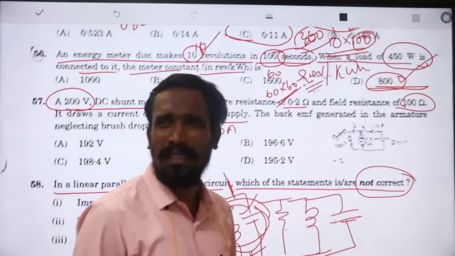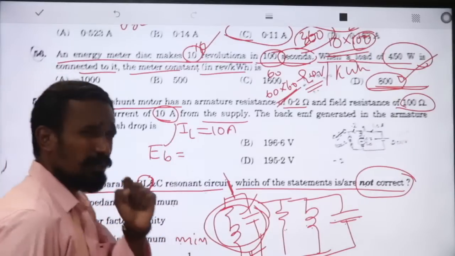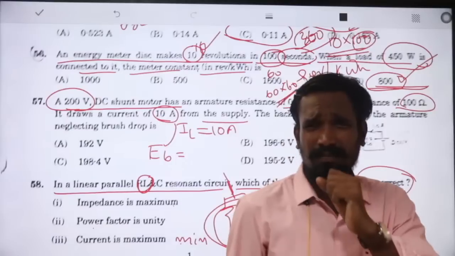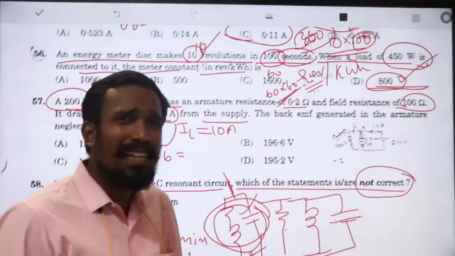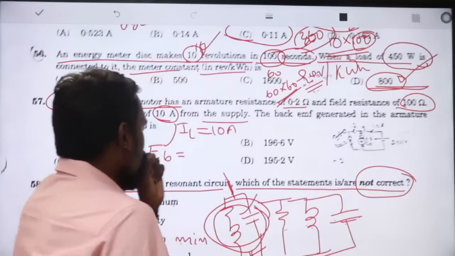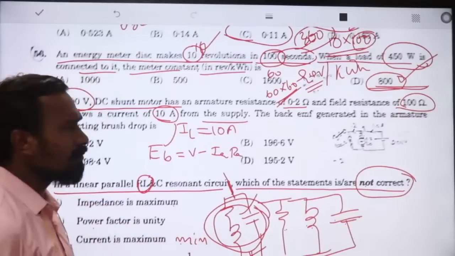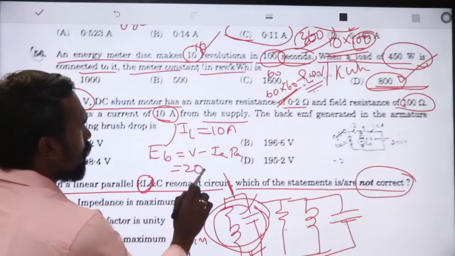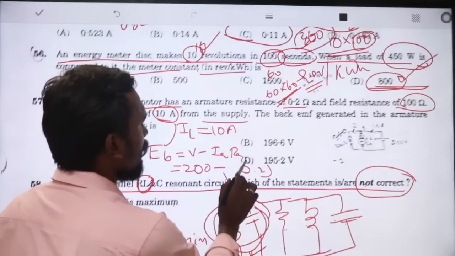Generated EMF is nothing but the back EMF here, sir. What is the EMF generated in the motor? That is called back EMF only. Eg is equal to V minus Ia Ra. You know very well. V is the supply voltage 200, minus Ra, which is 0.2.